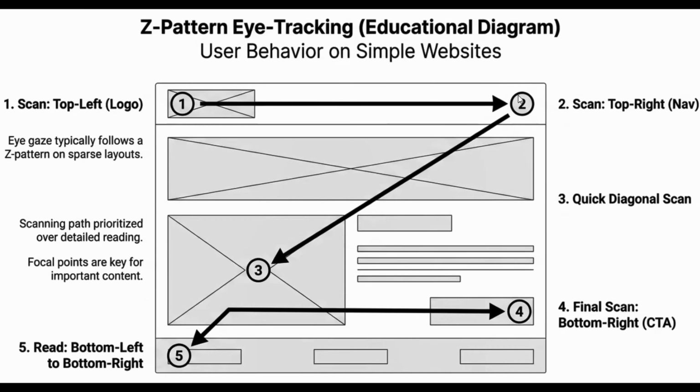Here will be a CTA button. After that we can observe an image or video. Next, image and text like this. We scan in a diagonal way. After that we can see a CTA button. Otherwise sometimes we can see two CTA buttons also, but it's still looking like a Z pattern, right?